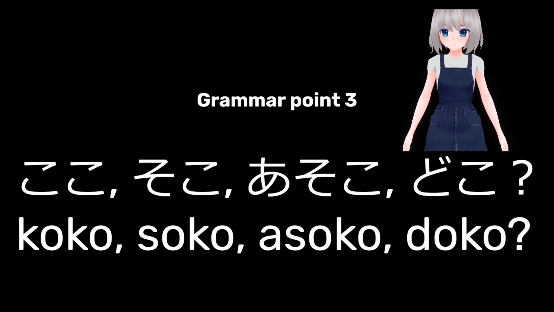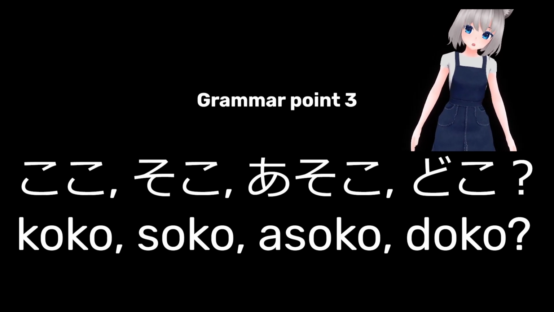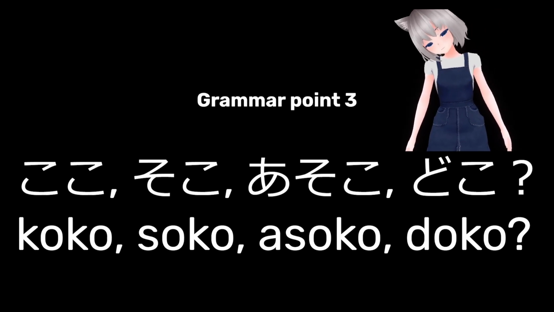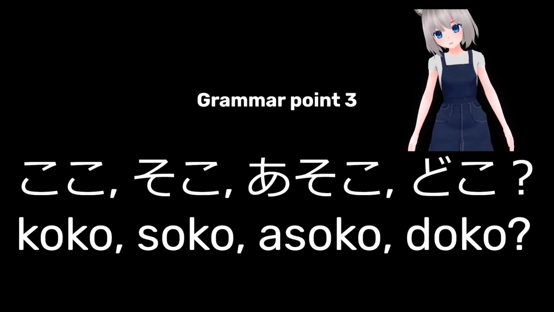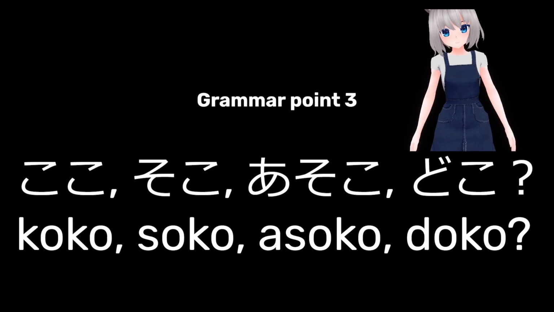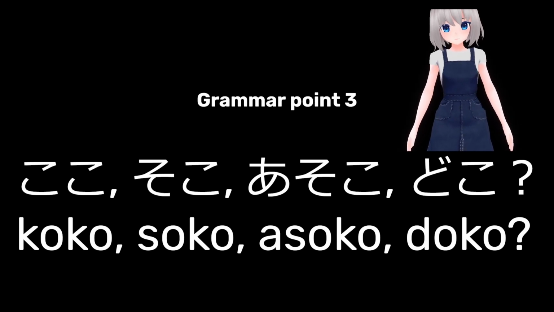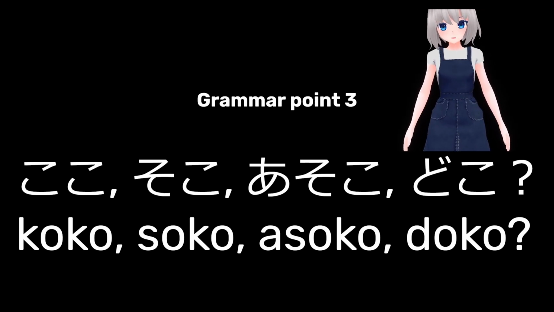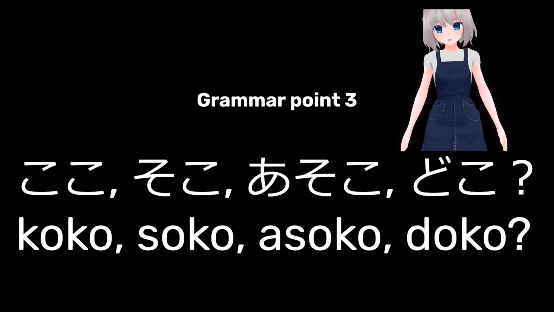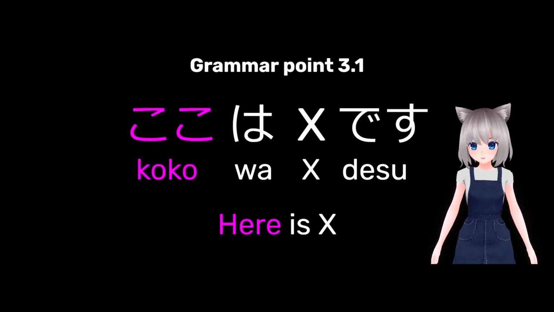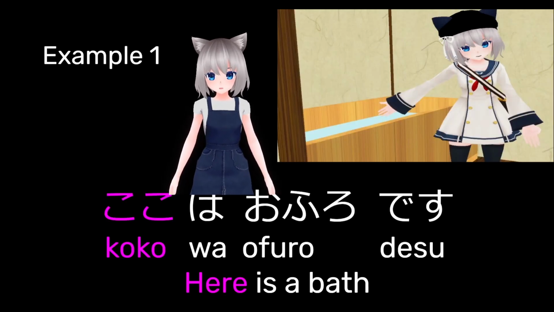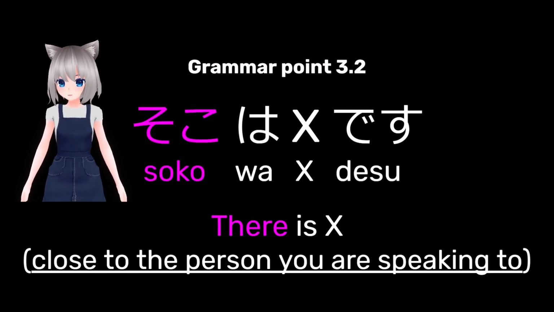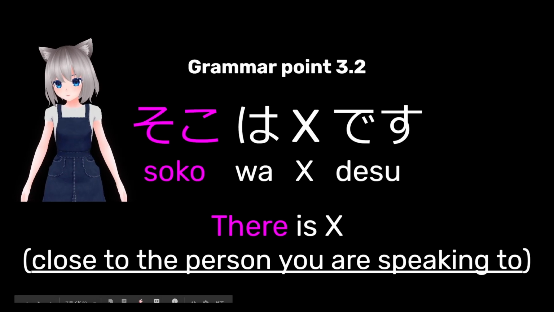I did a detailed video of ここ、そこ、あそこ、どこ with a 鬼滅の刃 video looking for Nezuko, so I won't go into details. ここ、そこ、あそこ、どこ is here, there, over there, where. ここは X です。It is X. For example, ここはお風呂です。そこは X です。そこ is closer to the person you're speaking to.